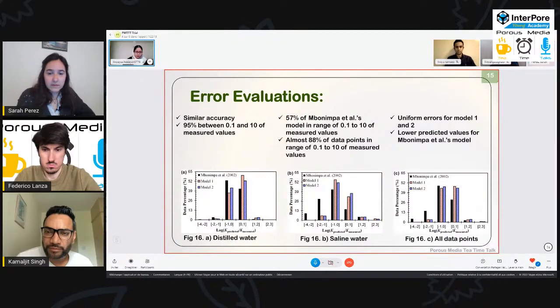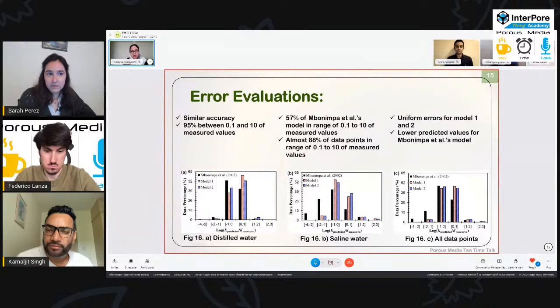As can be seen in figure B, predicted values are significantly less than the measured values when using the Bonimpose model, while both newly developed models show better performance. Almost 88% of these data points are in the range of 1/10 to 10 times the measured values. However, this value is 57% of data when using the Bonimpose model.